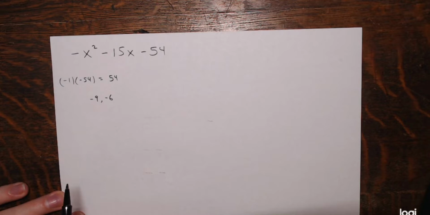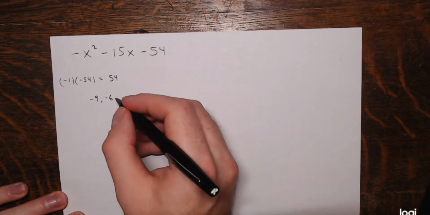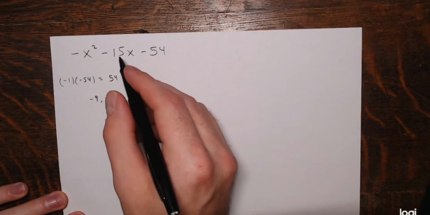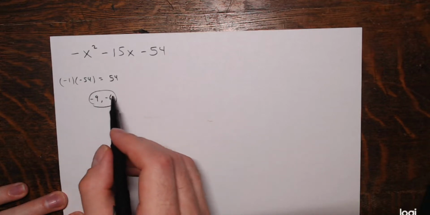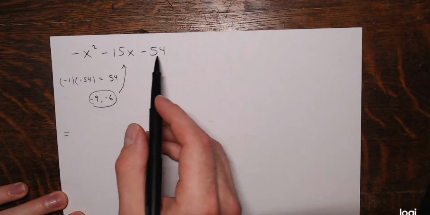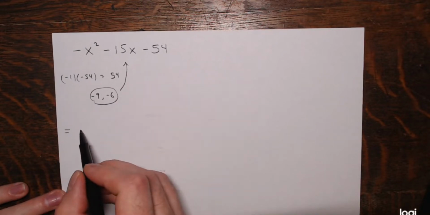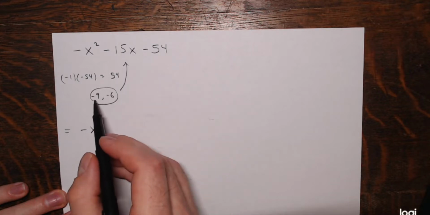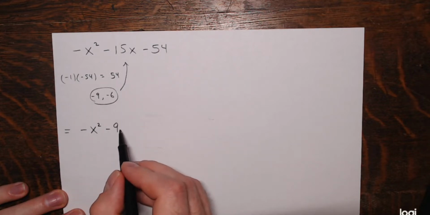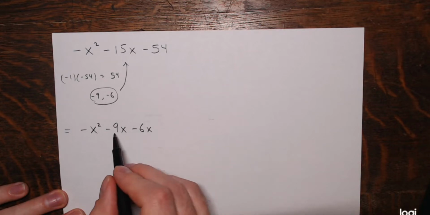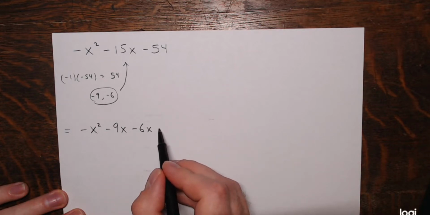All right. These multiply to be positive 54 and they add up to be negative 15. So the way I would rewrite the middle term is with these two numbers. So this polynomial we started with is equivalent to negative x squared, and then instead of minus 15x, I rewrite the middle term as minus 9x minus 6x, or minus 6x minus 9x. It doesn't matter what order, and then you have minus 54.